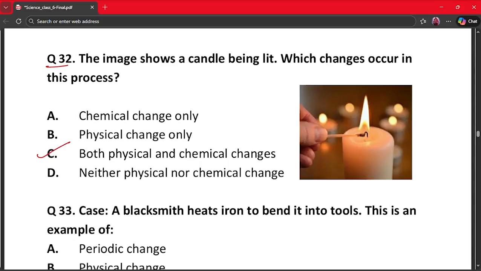Melting of wax is a physical change and burning of wax is a chemical change, both happening together. So new substances are formed. Thus both changes occur. So the correct answer is option C.